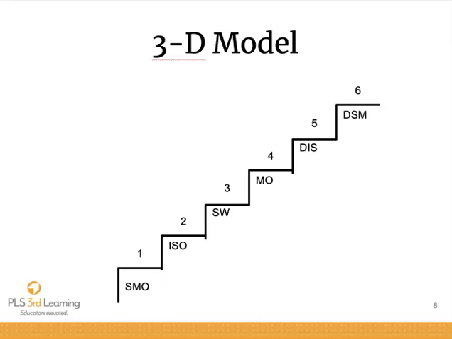Step 5 is debrief, interpersonal skill, abbreviated with DIS. Step 6 is debrief subject matter, abbreviated with DSM. Those two steps represent the third D, debrief.